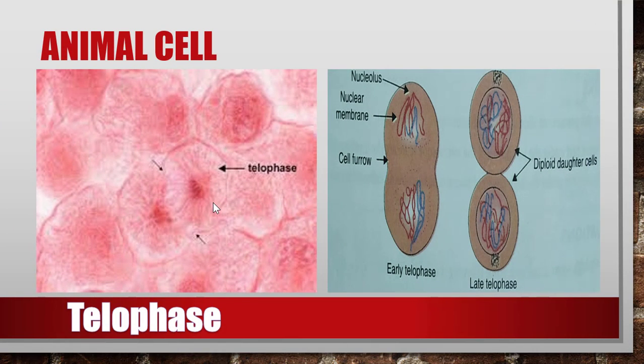Last but not the least is the telophase stage. Here you will find the daughter chromosomes uncoil to form chromatin. The nuclear membrane and nucleoli are reformed to form the daughter nuclei. A constriction starts developing. Here you can see in this particular field that the cells are now undergoing an invagination process by which they are going to divide into two diploid daughter cells. So this is how you can identify the telophase stage.